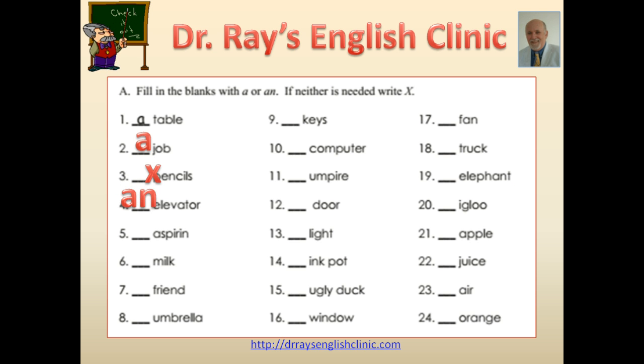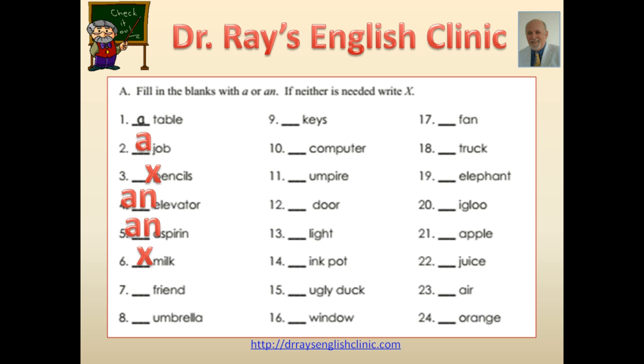Aspirin. If we're talking about just one aspirin, one pill, okay. In that case, it's singular, it starts with a vowel sound, so therefore it has to be an. There's also an option to just talk about aspirin in general, in which case it would have no article. Milk. Well, milk is uncountable, isn't it? We don't talk about one milk. We might talk about a bottle of milk or a carton of milk, but we don't talk about a milk. So therefore, nothing.